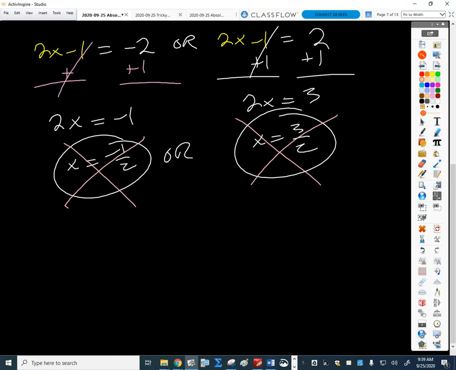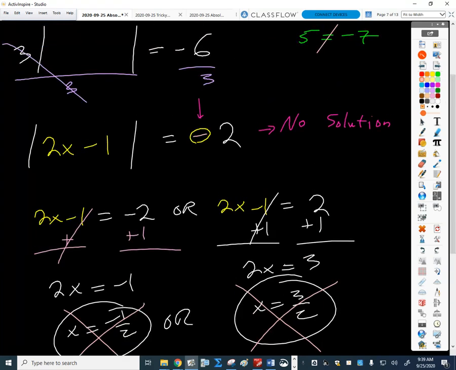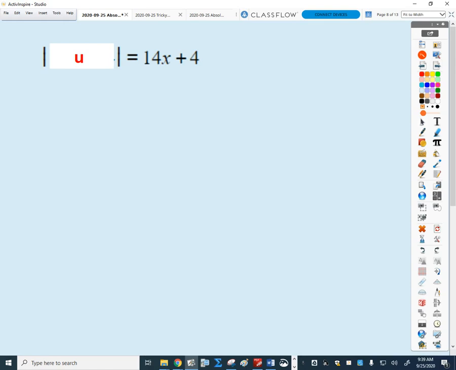But we didn't have to do that, right? The big thing here is we should be able to notice, in this step right here, this is the important one: if I end up with an isolated absolute value equal to a negative number, that's no solution, okay? You can just stop right there. It's got to be no solution.